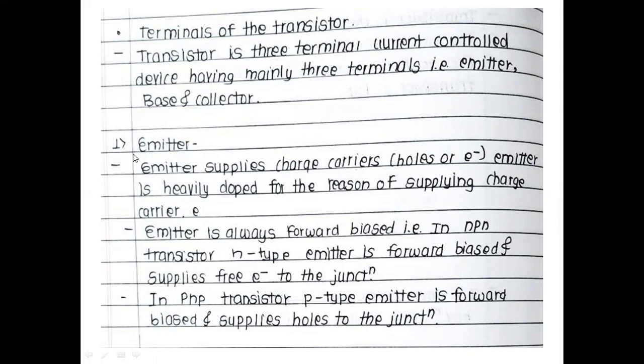If for the N type of semiconductor we have given the positive supply, then that will be called reverse bias. So the characteristic of the emitter is that it is always forward biased. Forward biased means, if the emitter terminal is connected to the N semiconductor, then negative supply is required. If it is connected to the P terminal, then positive supply is required.